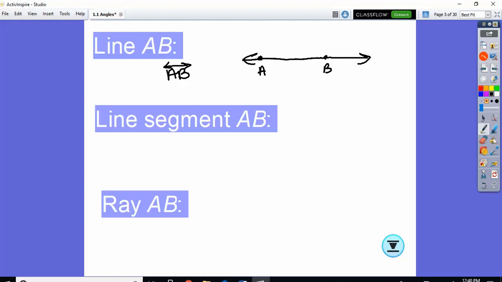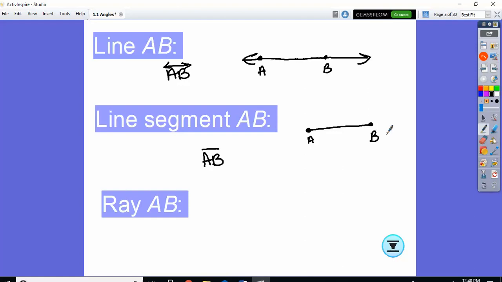If I ask you for a line segment, how is that different? It's AB and it stops. Notation for that is AB with just a segment drawn across the top. Does it matter if I put the B over here and the A over here? No, with lines and line segments, the order of those letters doesn't matter.